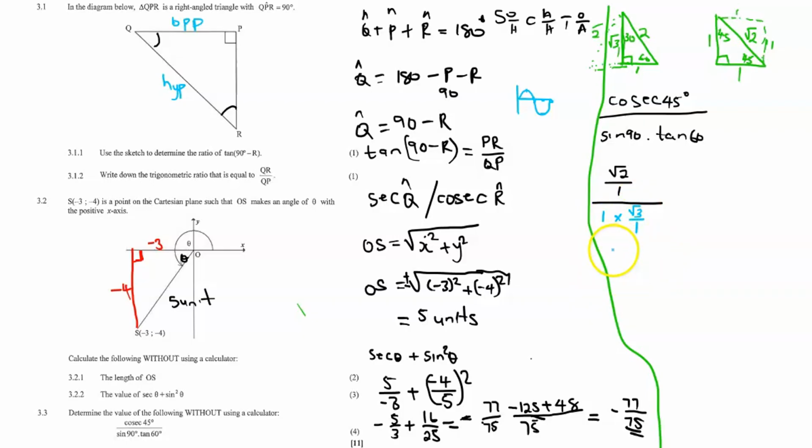So we've got √2 over 1 divided by √3 over 1. And then it's going to give us √2 multiplied by 1 over √3, which will give us √2 over √3, and that becomes your answer. So if you got this, then you've got yourself 11 marks.